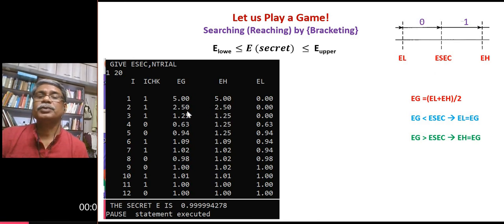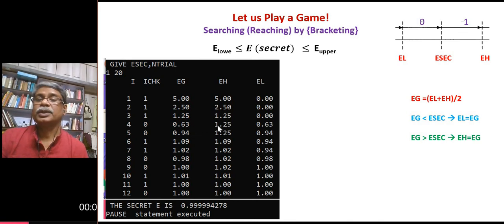5 and 0, that means 2.5. So again it is on the right hand side of 1. So EH is taking the value of 2.50, but EL remains the same. And then again you take the average, you get 1.25. Again it's on the right hand side. So again EH takes the value of 1.25 and EL remains the same. And then again you take the average. Now you get 0.63, which is on the left hand side of the secret value.